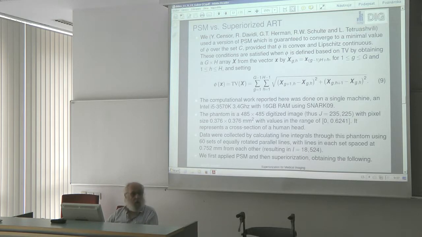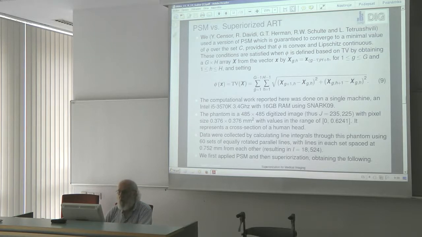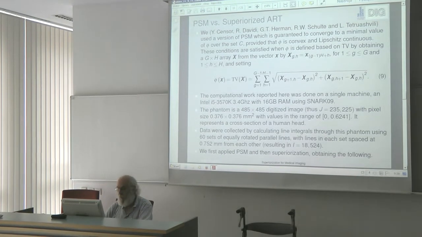And in this we compared a standard algorithm referred to as PSM of constraint optimization, which was the topic of this author's doctoral dissertation. So we had an expert on that algorithm. What we were doing, we were using for the function phi the total variation, which I mentioned before.